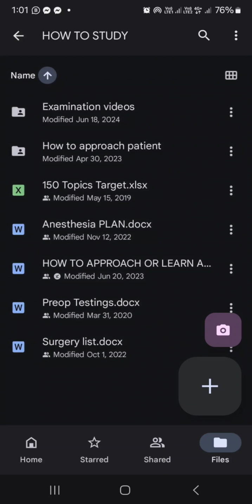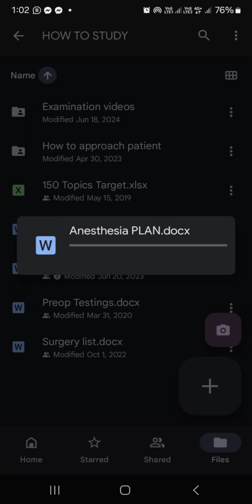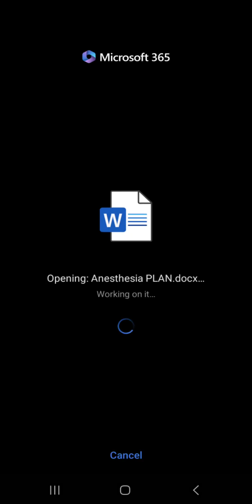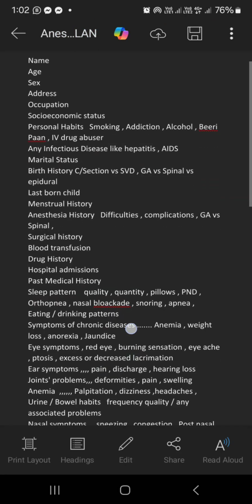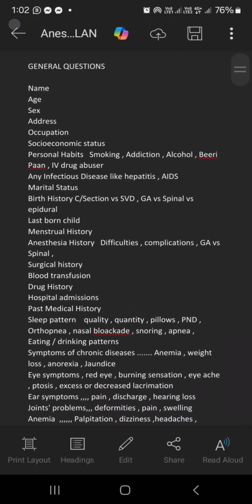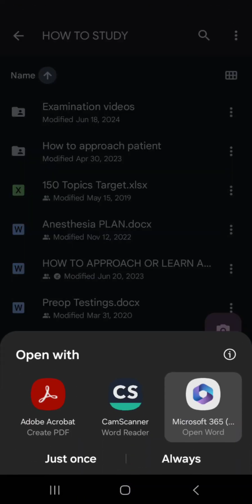How to study: there are some examination videos. This is mainly for our fellowship exam, or if you just want to learn how to examine a patient or take a history, you will find some videos. How to approach a patient: I have made some journal-based material, and these are very important. Anesthesia plan: how to plan anesthesia, how to make any patient prepared. There are surgical concerns and anesthesia-related concerns. I have chalked down the main things which may be required to take a history and examination, and to create the anesthesia risk.